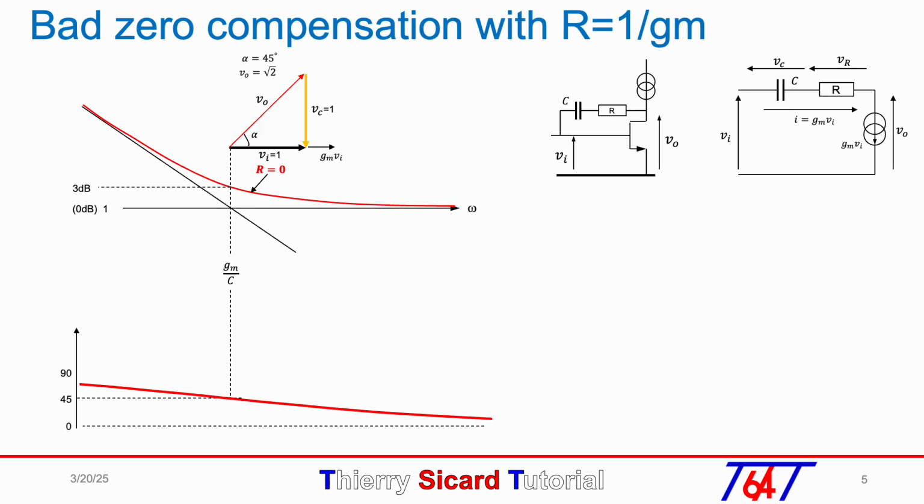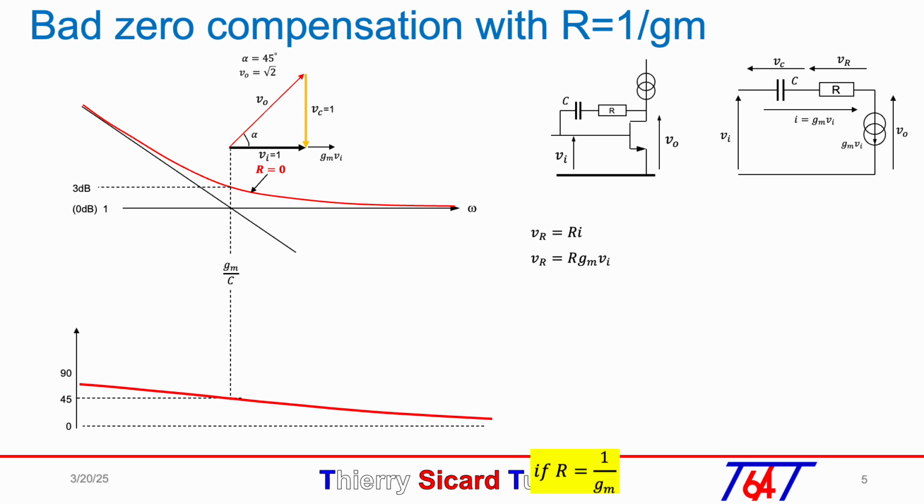To compensate for the bad zero, we place a resistor in series with capacitor C. Of course, if R equals 0, we have the bad zero characteristic. As a reminder, we use the vector construction for R equals 0. The voltage across R is R times I. Since I equals Gm Vin, VR equals R Gm Vin.